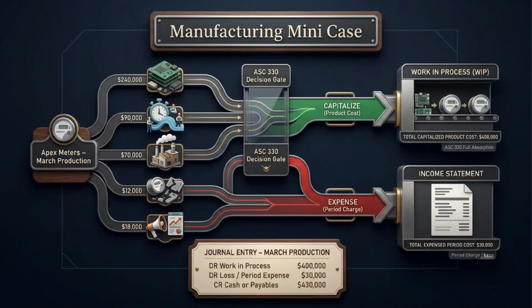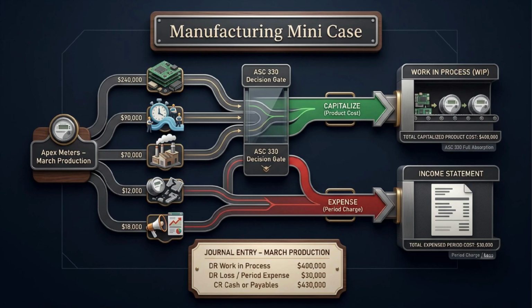Now, let us apply the rules to Apex meters in 2027. Direct materials of $240,000 are capitalized because they are product costs. Direct labor of $90,000 is capitalized because it is a conversion cost. Allocated normal overhead of $70,000 is also capitalized under full absorption costing. Together, those three amounts equal $400,000 entering work in process.